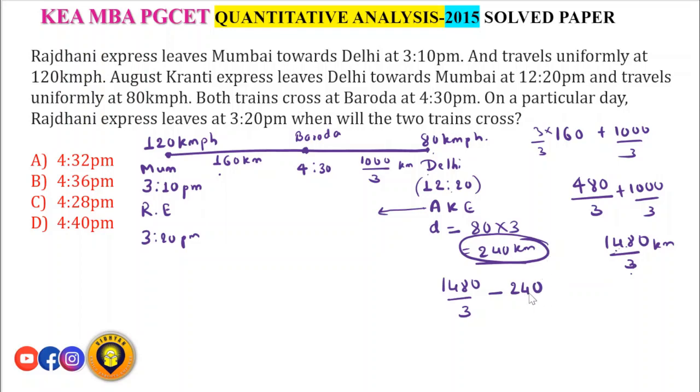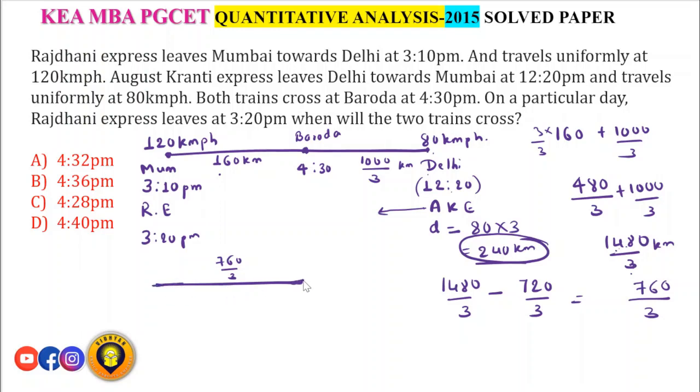If you do so, multiply by 3 in the numerator and denominator. How much will you get? 24 3s are 72, so that is 720 by 3. So 1480 minus 720 upon 3, 8 minus 2 is 6, 760 by 3. The remaining distance is 760 by 3.